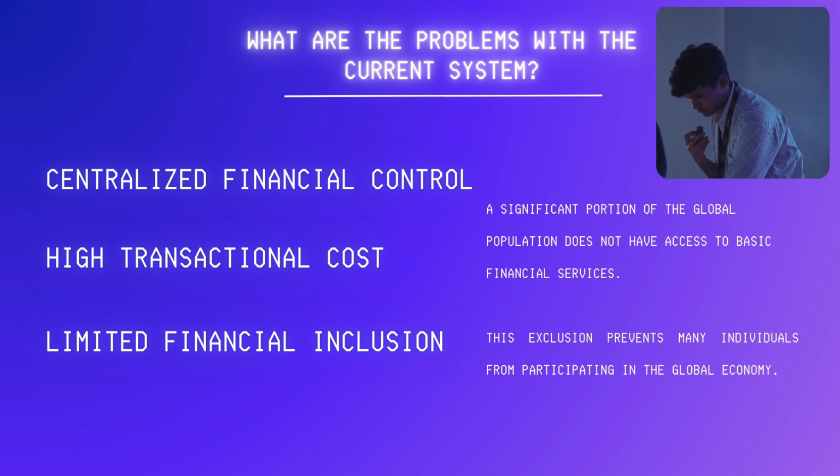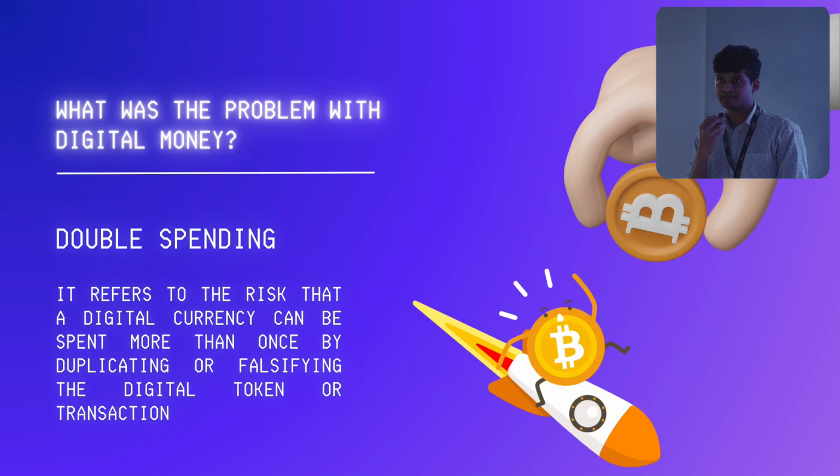So how do we solve this problem? We can solve this using digital currency, but for using digital money, there's a bigger problem. It's double spending. As the name suggests, double spending refers to the risk that a digital currency can be spent more than once by duplicating or falsifying the digital token or transaction.